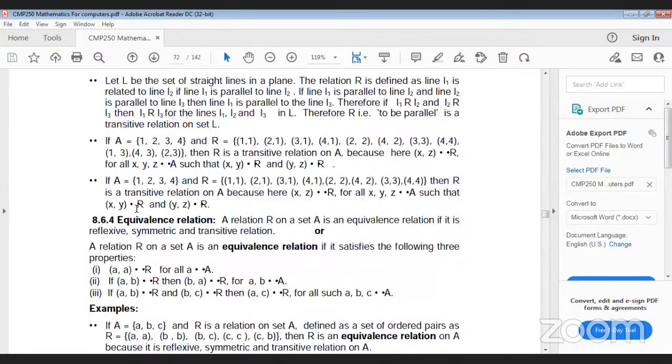Hello, your audio is not visible. Sorry, can't hear you. Okay. Am I audible now properly?